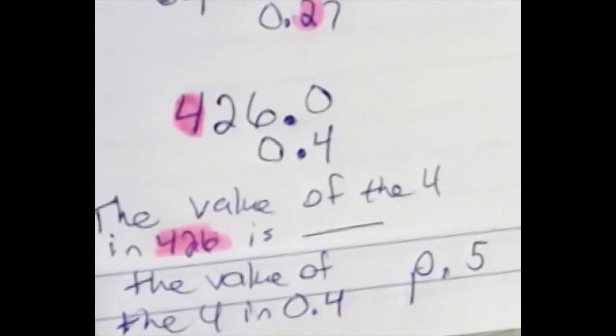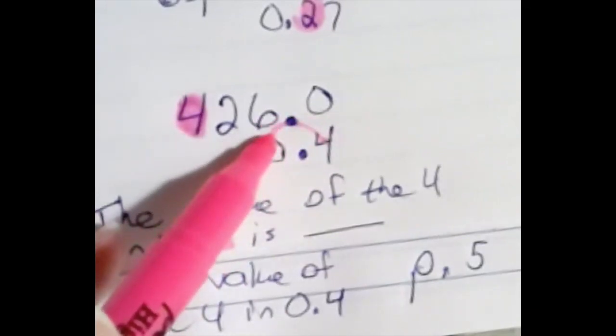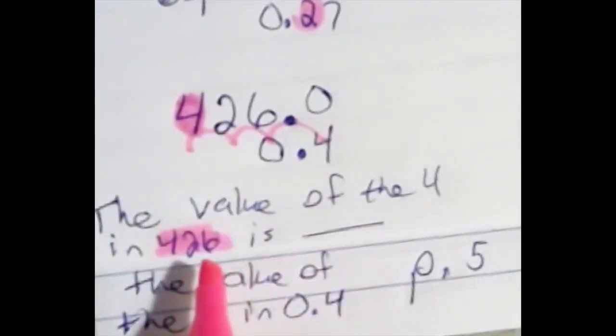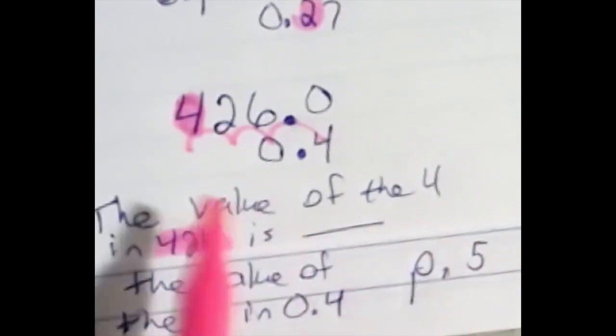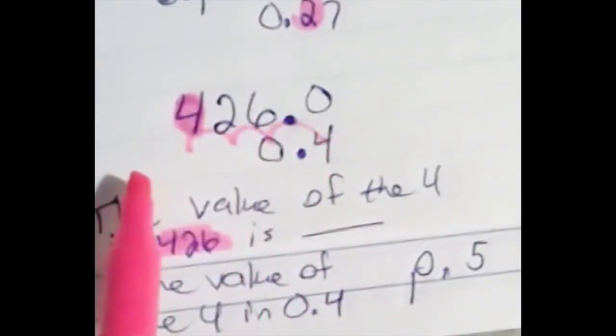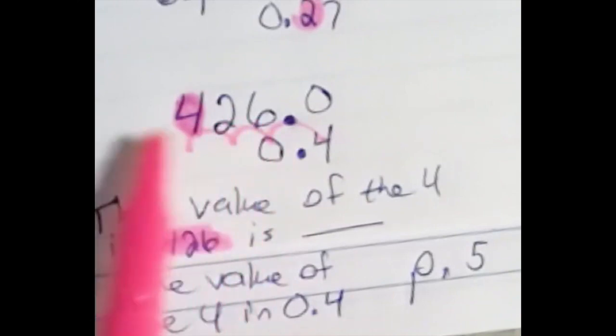How many times did we move left? Well, let's see how many places we moved. 1, 2, 3. So I can't just say that the value of that 4 is 10 times the value of the other 4, because it didn't move just one place value over like the other ones on this page did. It actually moved 3 place values over. So that's 10, 10, 10. 10 times 10 times 10.